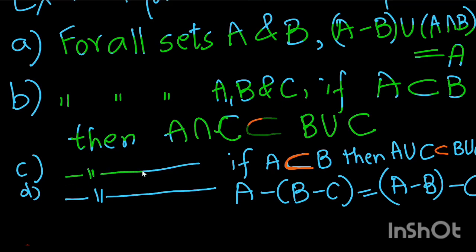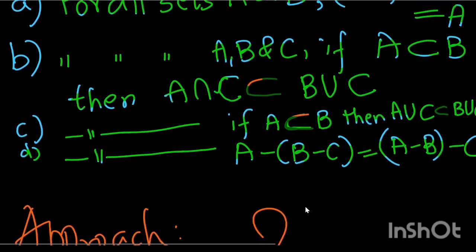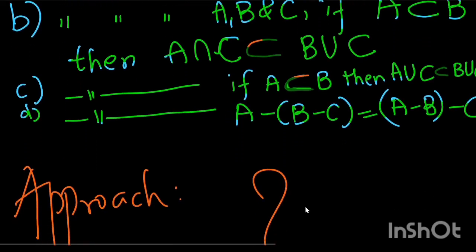Third option is, for all sets A, B, C, if A is a subset of B, then A union C is a subset of B union C. And D, for all sets A, B, C, A minus (B minus C) is equal to (A minus B) minus C. We have to find which one of these options are correct. So the question arises, what should be our approach?